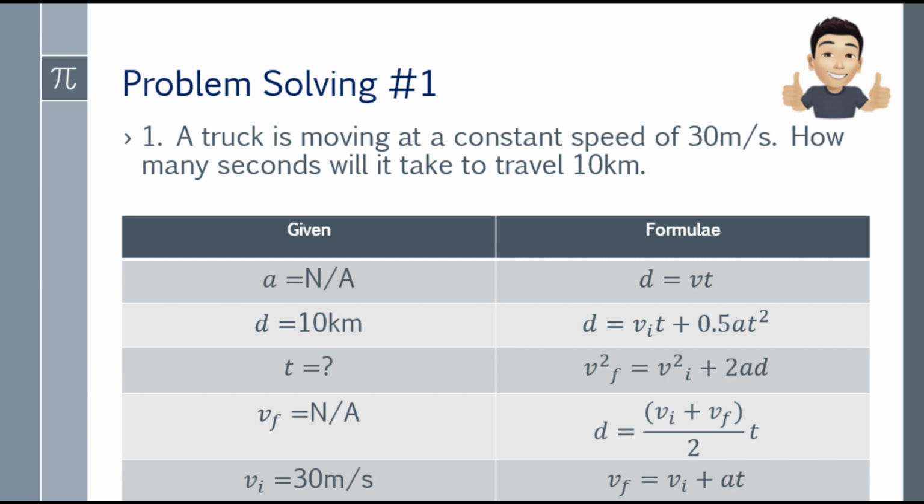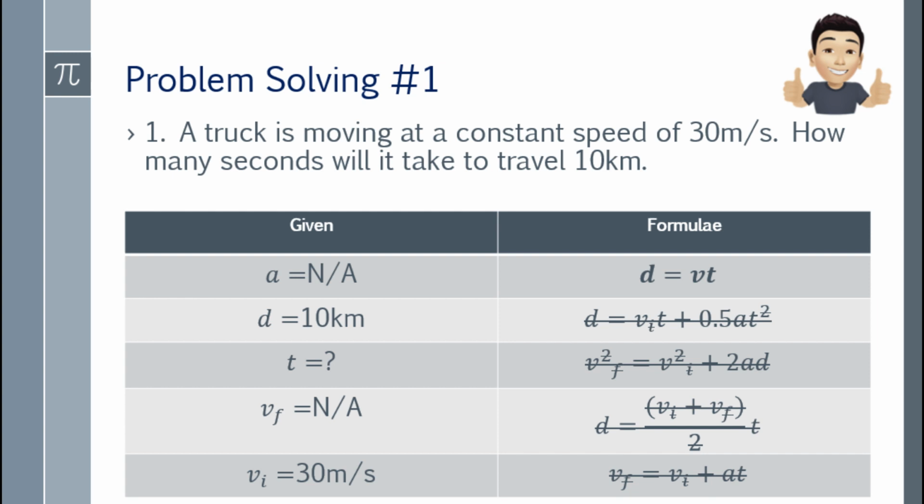Pang-apat, final velocity, not applicable. Kasi constant speed eh. So, we just need the simple velocity lang. So, nilagay ko na lang siya sa initial velocity of 30 meters per second. So, ang tanong, anong gagamitin nating formula? So, we have distance and the velocity. At ang pinapahanap sa atin yung time. So, sakto, we can use the first formula. Displacement is equal to Vt.